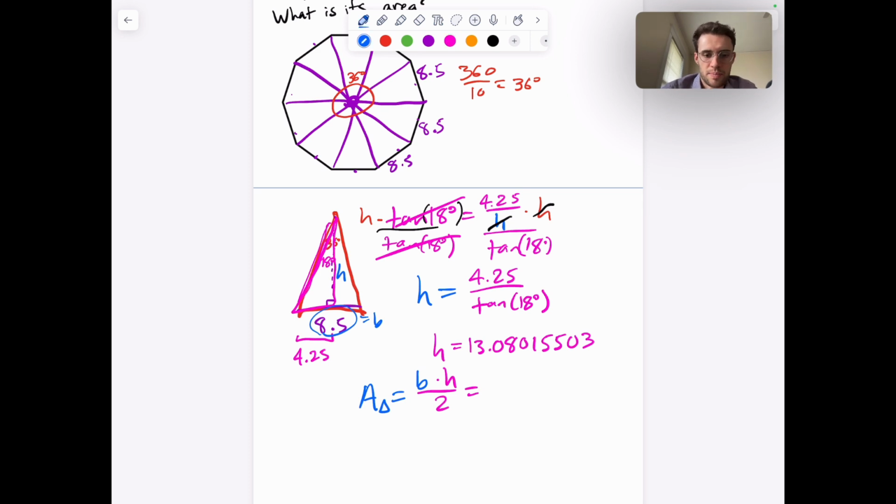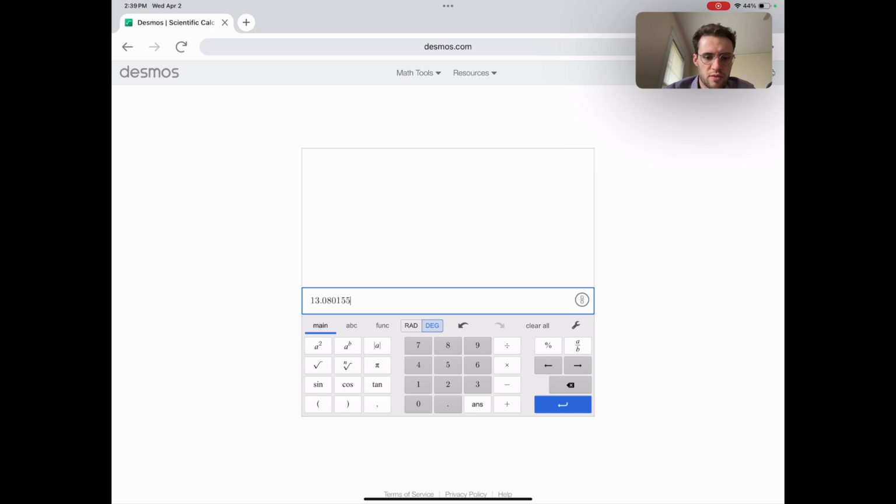So I could type that in as 8.5 times 13.080155. And doing this many digits might be overkill, but again, if I just rounded it right there, it might end up giving me the wrong answer by hundredths or thousandths. Divide that by 2. So if I type that into my calculator, 13.08015503 times 8.5 divided by 2. Doesn't matter if the whole thing is divided by 2 or just that, because you're multiplying the entire thing by 1/2 anyway. That gives me 55.5906588.